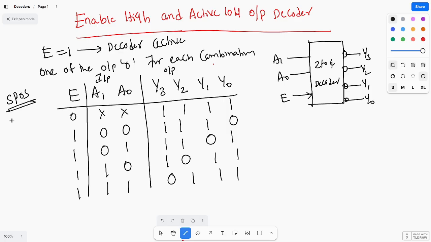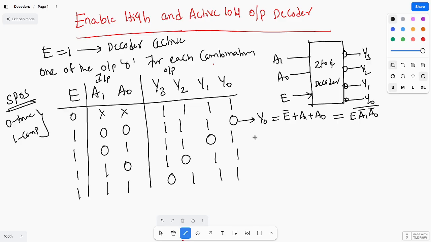Standard product of sums: here 0 is the true form and 1 is the complemented form. So for y0, I can write y0 equal to E bar or A1 or A0. This is the max term. If I apply De Morgan's law, this becomes E A1 bar A0 bar, whole bar.